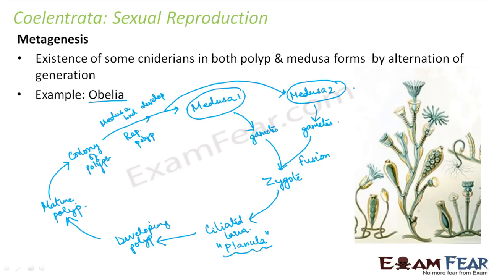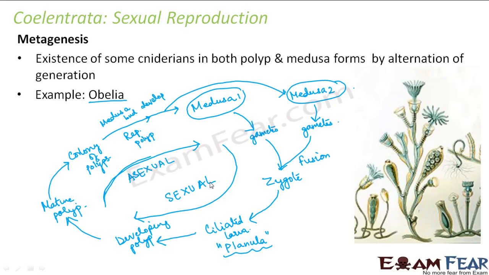So what do we see here? Here we had a polyp and here we had a medusa. So from polyp to medusa, how was a medusa formed from a polyp? From polyp to medusa, it was formed by asexual reproduction. Right? It formed by budding. But from medusa to polyp, how did this portion happen? This portion happened by sexual reproduction.